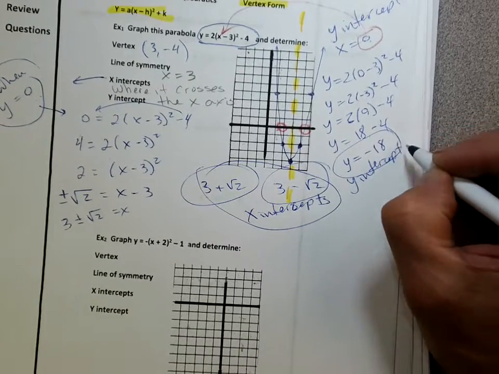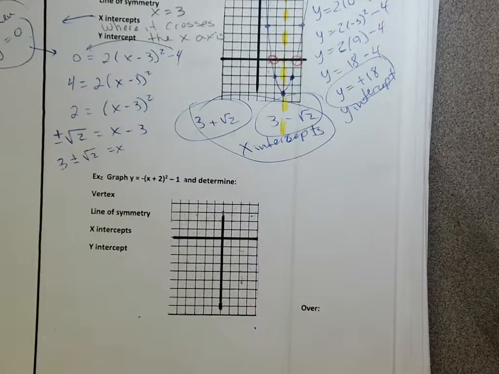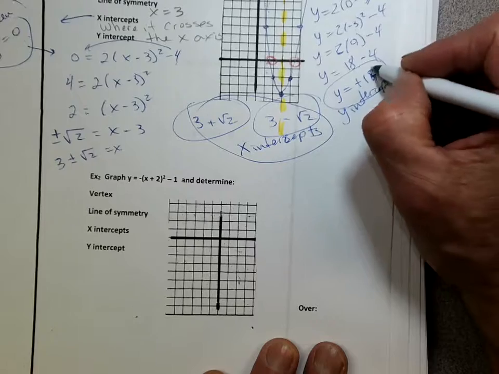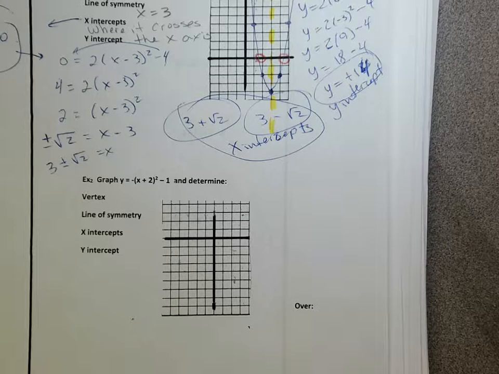Positive 14. Sorry, Marie, I'm glad you're here once again. Gosh almighty, 14. Thanks, Zane. I blame it on Zane. How's that? Zane distracted me. Got this right here if you want it.